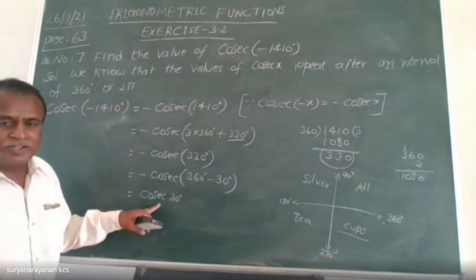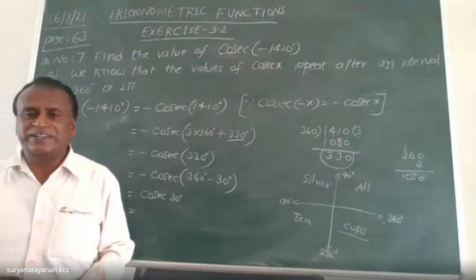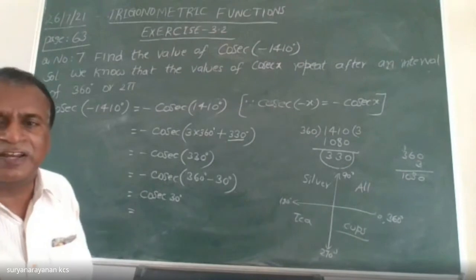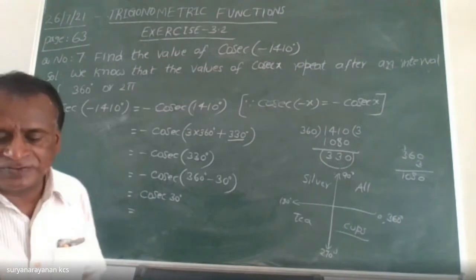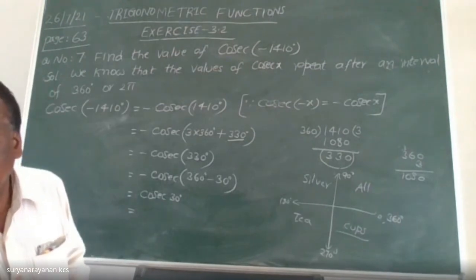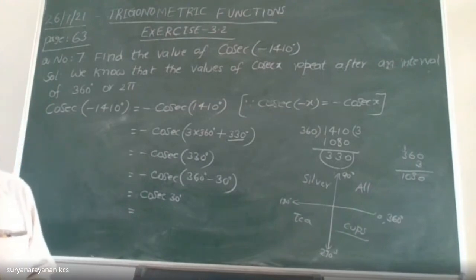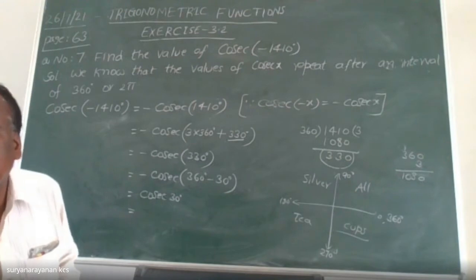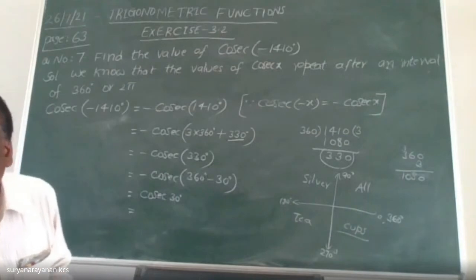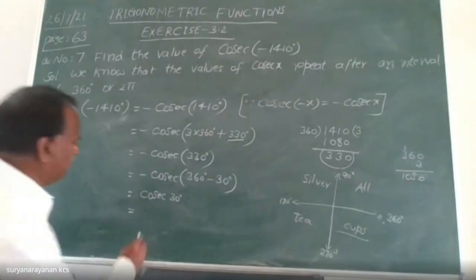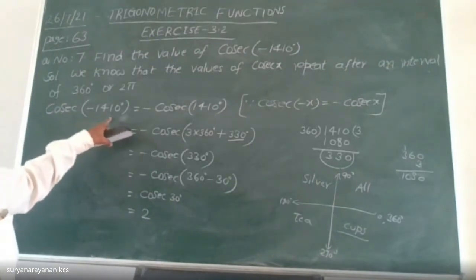Okay, next done. Understood this step? Then write the value of cosecant 30 degrees. What is the value of cosecant 30 degrees? Reciprocal of sine 30 degrees. What is the value of cosecant 30? Tell me. Yes, very good, Percy. 2. So this is the value of cosecant of minus 1410 degrees.